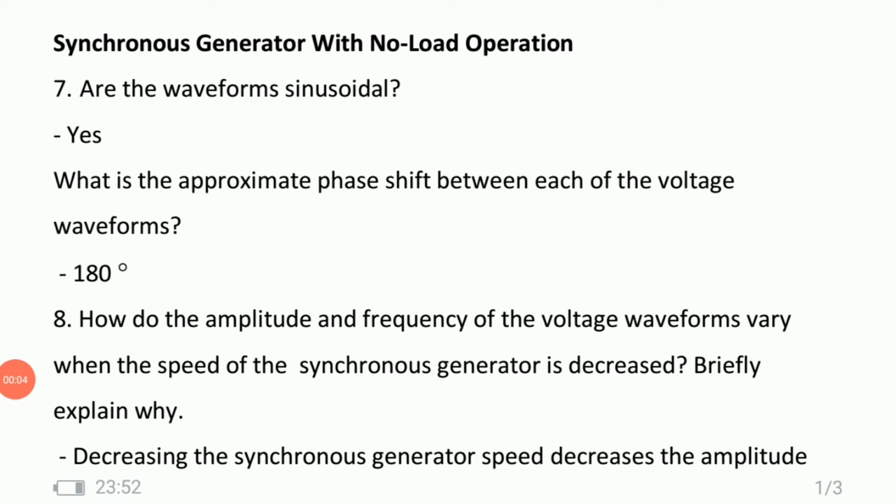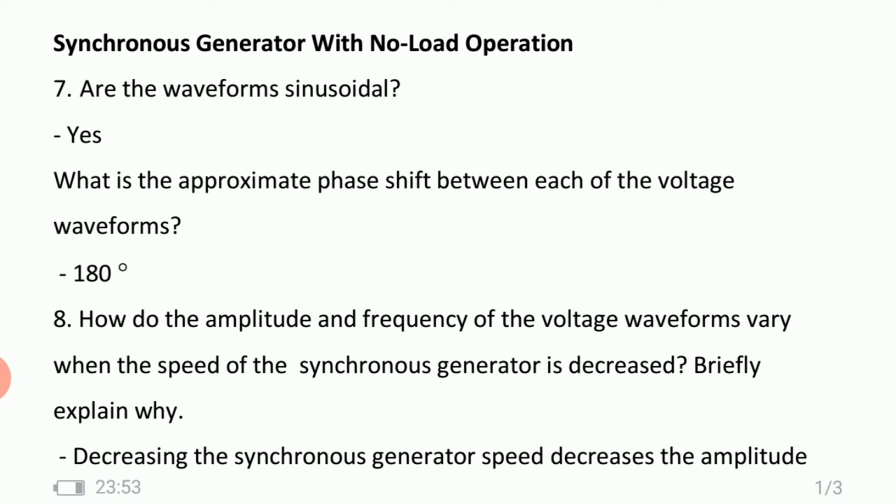Does varying the speed of the synchronous generator affect the phase shift between the voltage waveforms? Why? The answer is, phase shift is determined by the build of the machine, so it is not affected by varying speed.